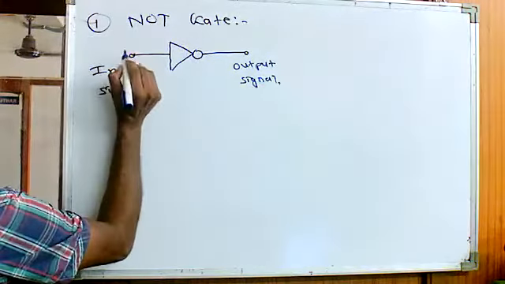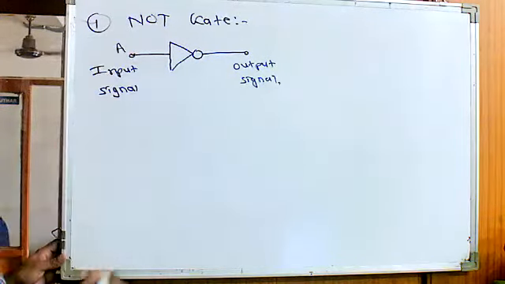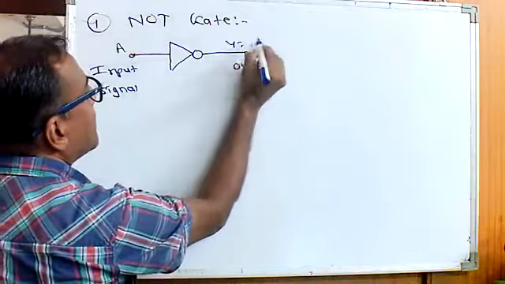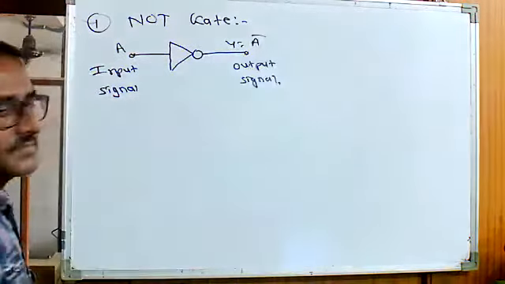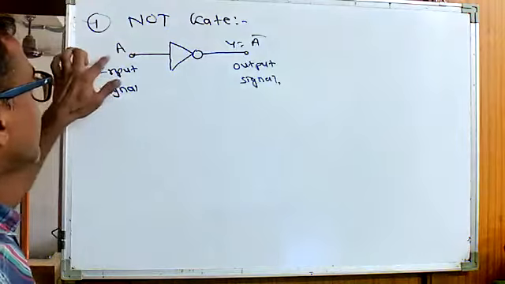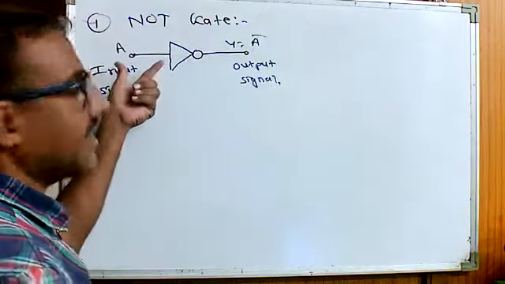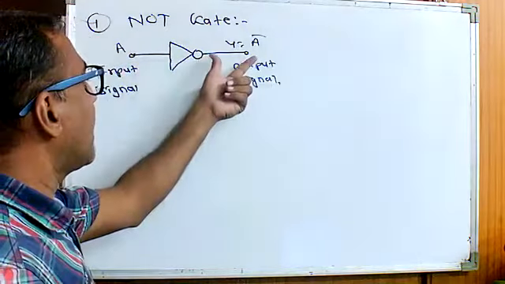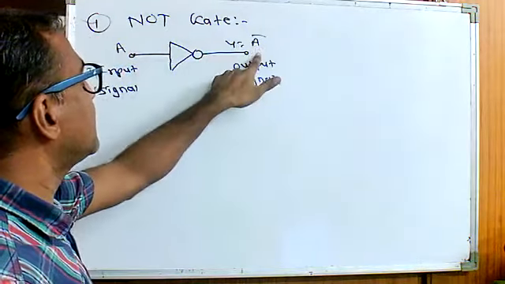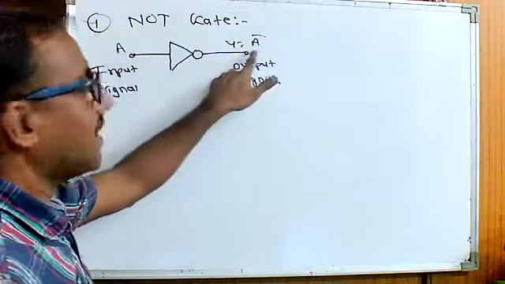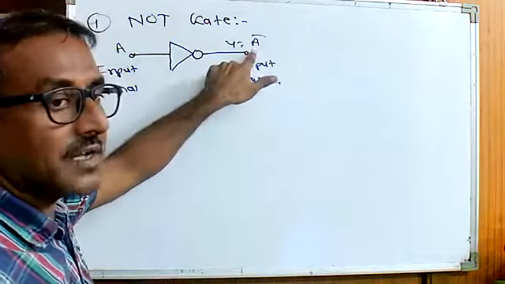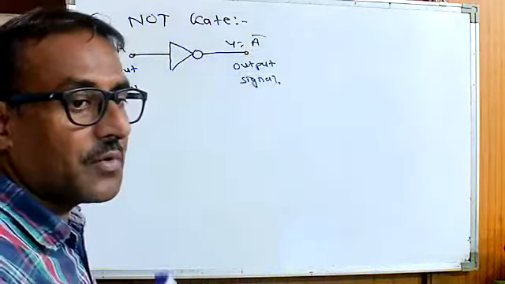Input signal is named, for example, A. So output Y is equal to A bar. Then input signal is A, Y is equal to A bar. It means NOT gate has only one input signal and only one output signal. Output is the complement of the input signal.